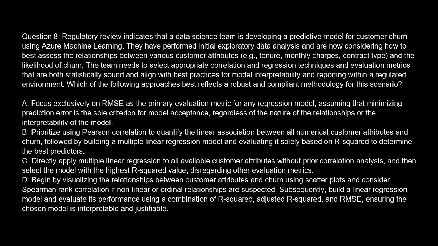Option B. Prioritize using Pearson correlation to quantify the linear association between all numerical customer attributes and churn, followed by building a multiple linear regression model and evaluating it solely based on R-squared to determine the best predictors.